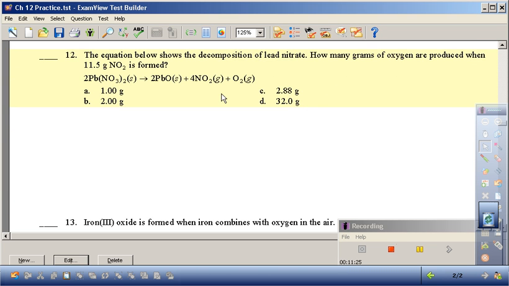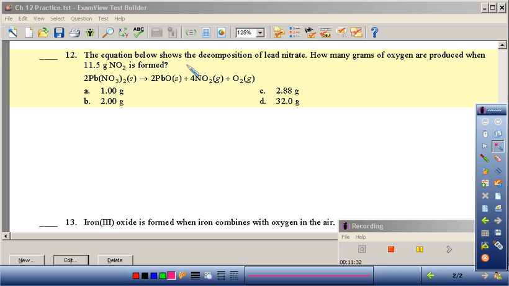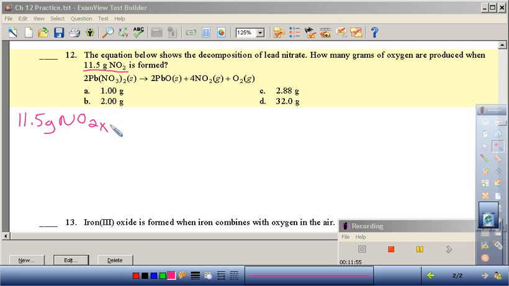All right, number 12. What am I starting with? Well, here's my given, 11.5 grams of nitrogen dioxide. Di means 2, so 2 O's. So I don't want grams of this stuff, because I know I'm changing it into something else. So I'm going to take my starting units, put it down there. I never transfer the number, just the units.